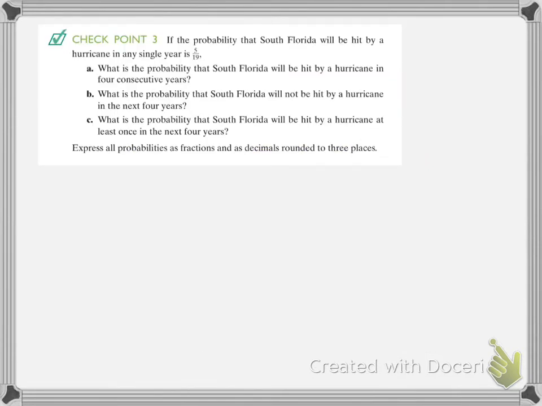Okay, let's look at this one. If the probability that South Florida will be hit by a hurricane in any single year is 5/19, what's the probability that South Florida will be hit by a hurricane in 4 consecutive years? Well, that would be the probability of hit and hit and hit and hit. So we're going to find the probability that it's hit 4 times in 4 consecutive years.